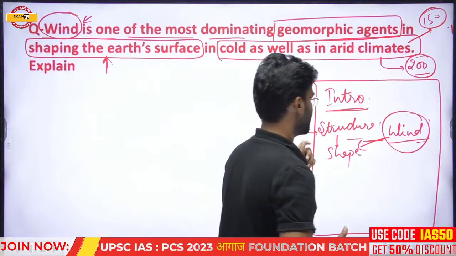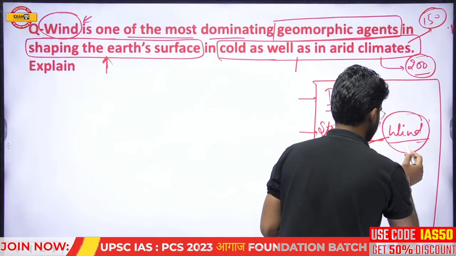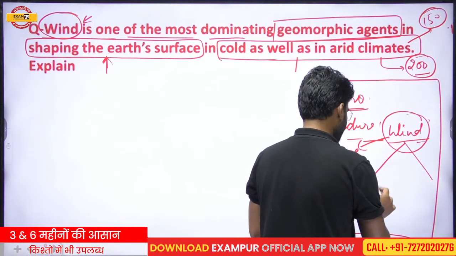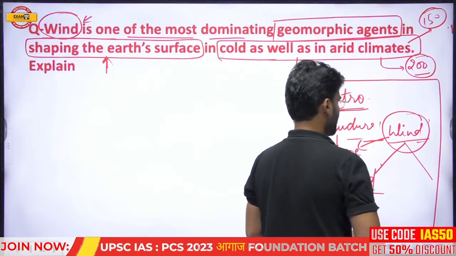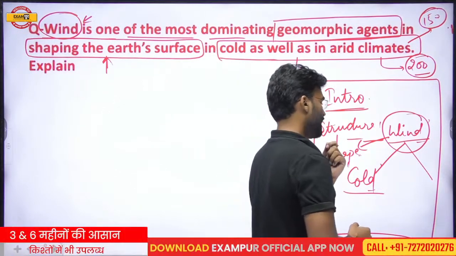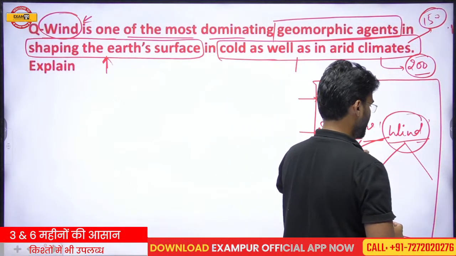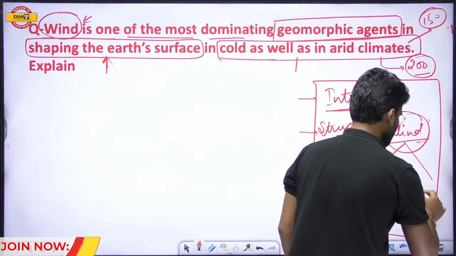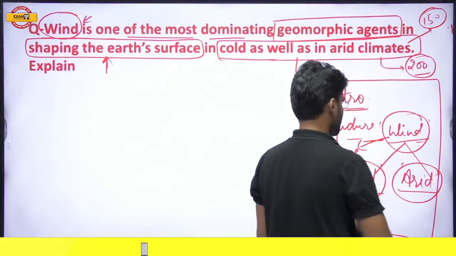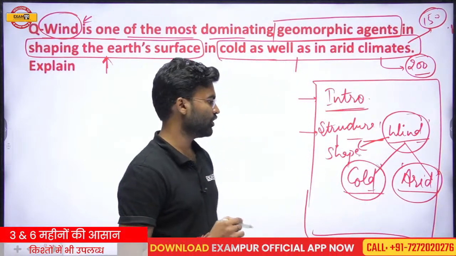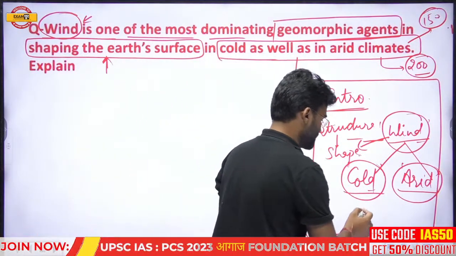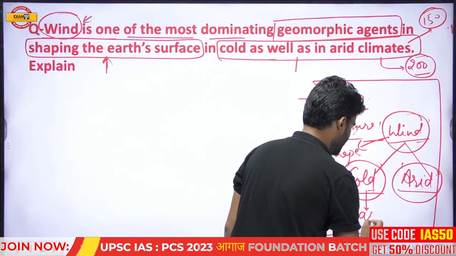In this question, the role of the wind in 2 different regions has been asked. First, in the cold region, which type of shape does wind form, and which type of structure or shape is formed by the wind in the arid region. So the role of the wind in the 2 different regions is different. Which type of structure? What is the name of the structure in the cold region? You have to mention it in your answer.